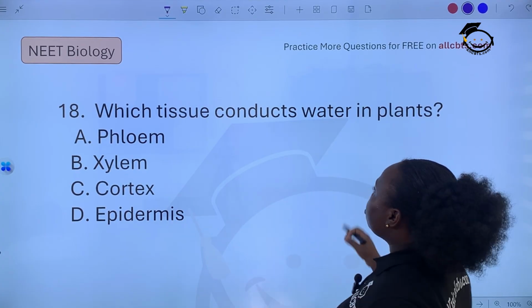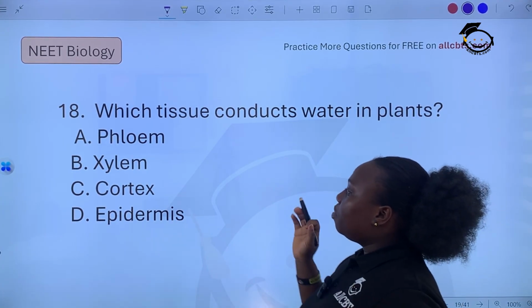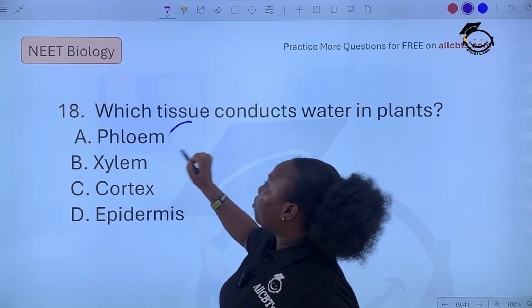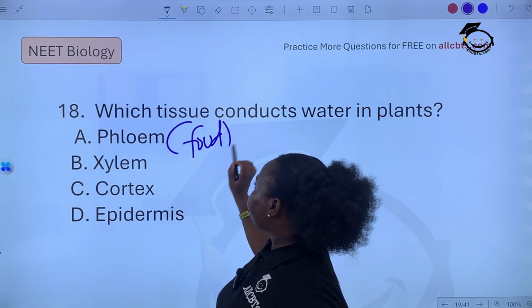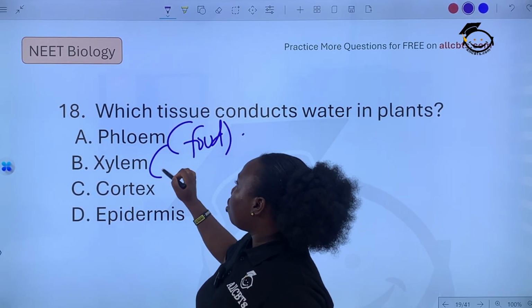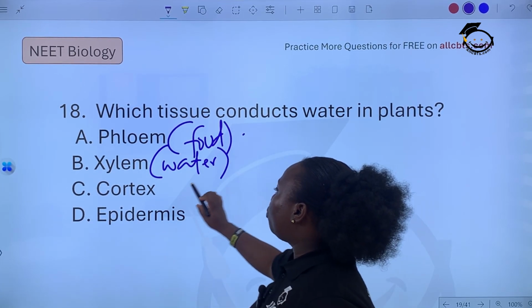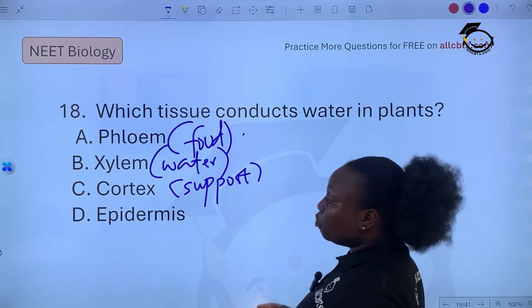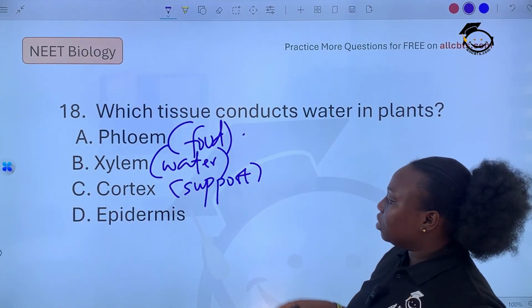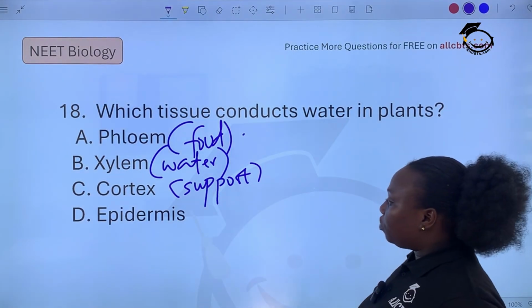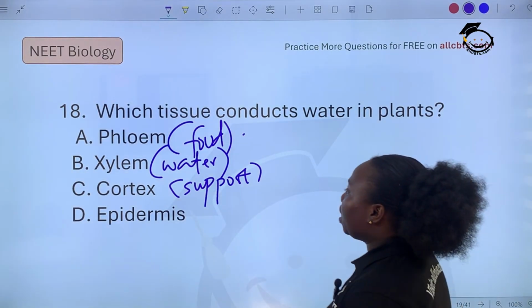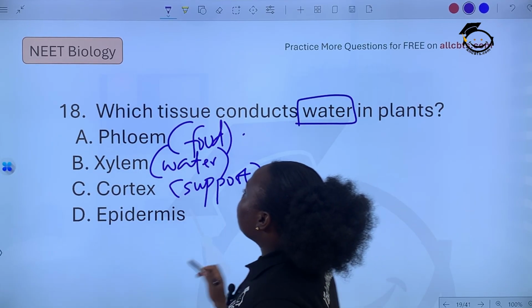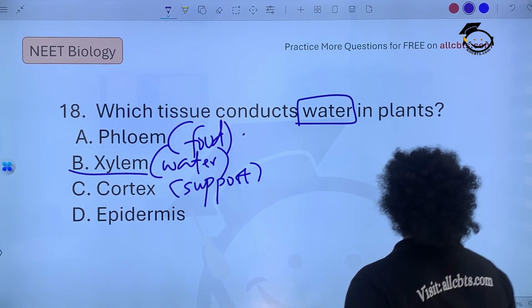Number 18. Which tissue conducts water in plants? A. Phloem, B. Xylem, C. Cortex, and D. Epidermis. Now the phloem conducts food, the xylem conducts water, cortex is for support, and epidermis does not conduct anything. It just protects the outer layer, the layer that protects the endodermis, that's the inner layer of plants. In this question we ask for the one that conducts water. Now that is option B, xylem.